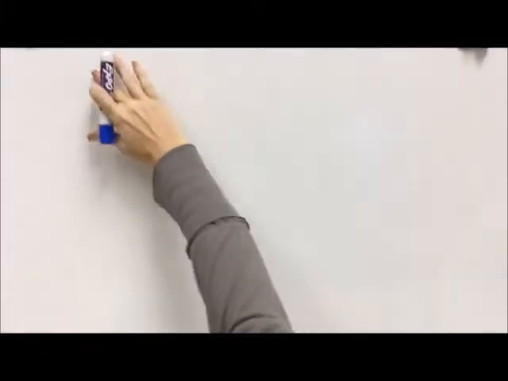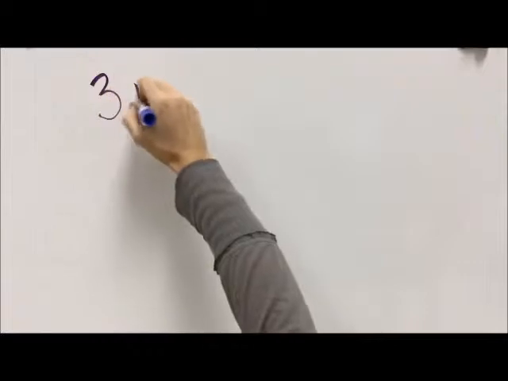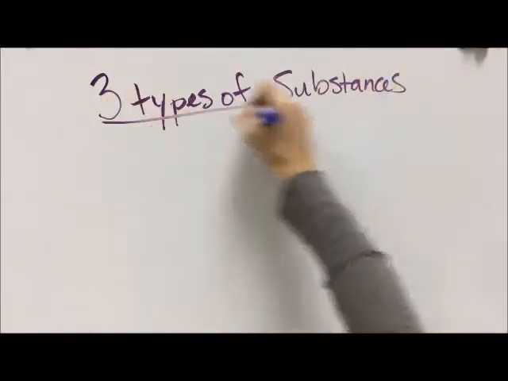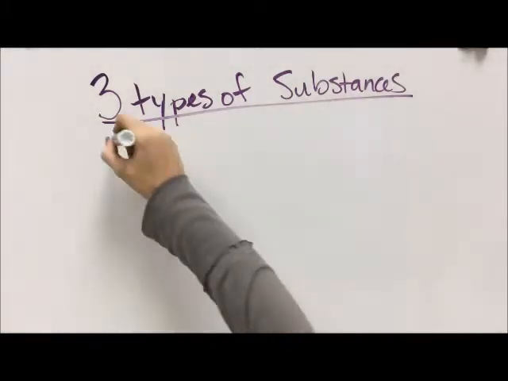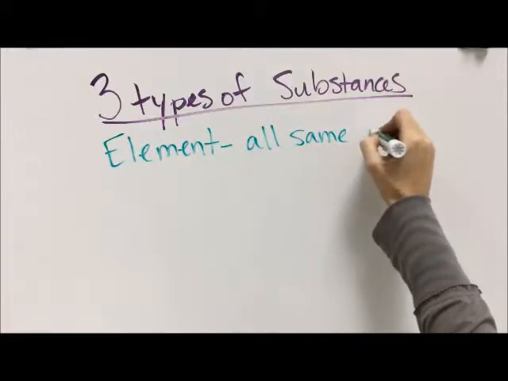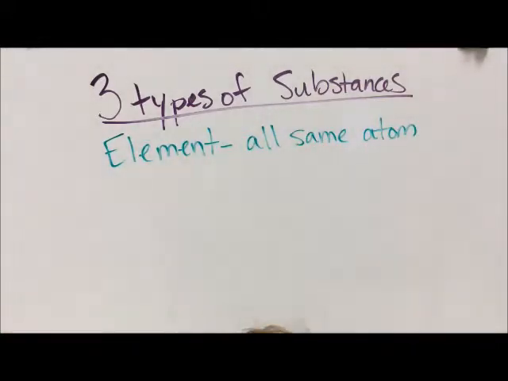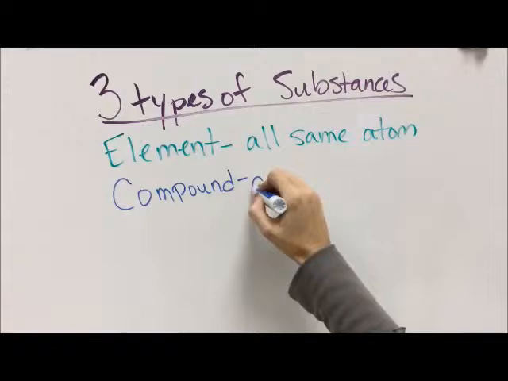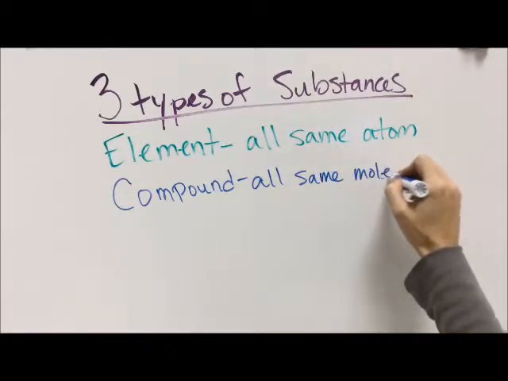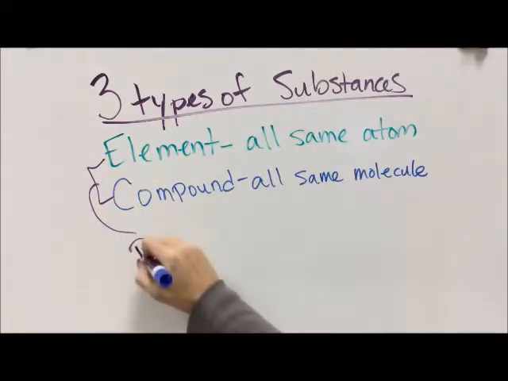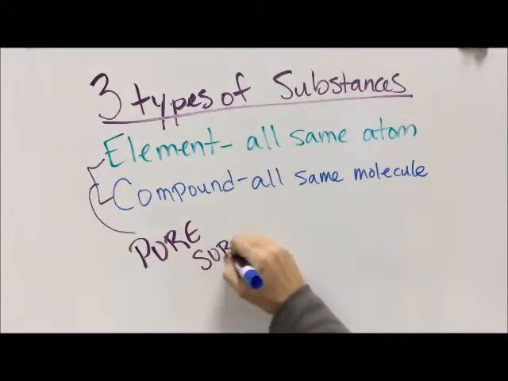So let's get into it. We need to classify matter into the three types of substances. We've already learned about two of them. Elements are a type of substance that is made of all of the same atom, and compounds are substances that are made of all of the same molecule. These two things together, because they're made each one of all of the same particle, are considered pure substances.